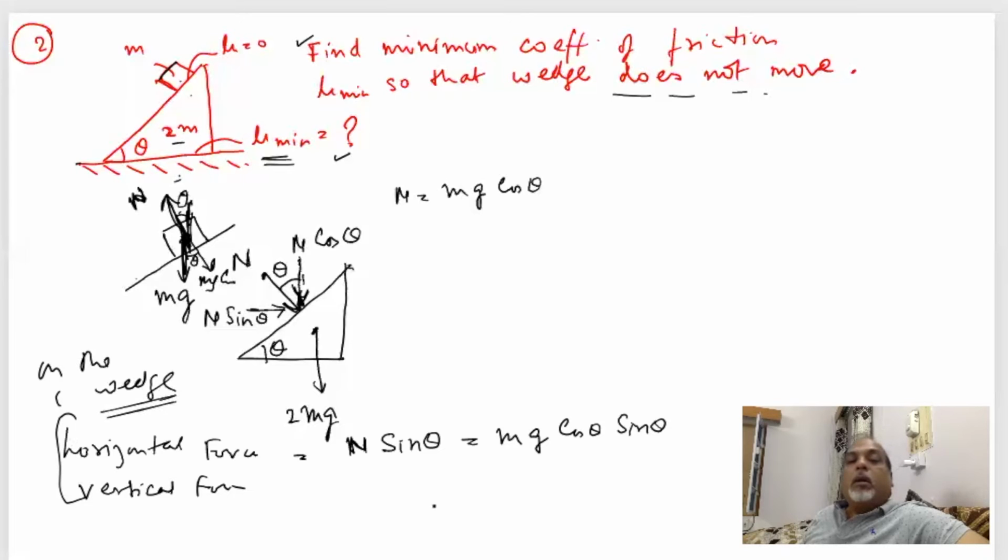Vertical force will be nothing but 2mg is there, and of course N cos theta is there. Then it will be 2mg plus N cos theta, or we can write it as 2mg plus mg cos theta, means this will become cos square theta. Correct?